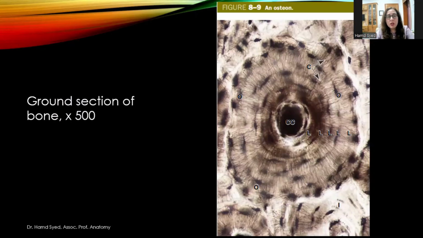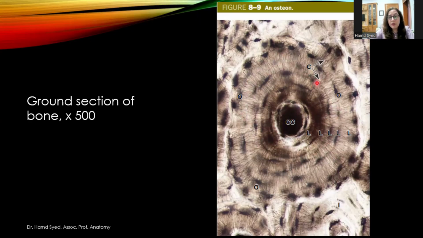Now, this is a ground section of bone at a higher magnification where we are looking at an unstained section of a single osteon. And you can see over here, this is the single osteon. It has these concentric lamellae, which contain the collagen fibers. And the collagen fibers within one lamella are parallel to each other. And between adjacent lamellae, they are at right angles to each other. And this is the central cavity, also known as the osteonal cavity, in the center of the osteon.